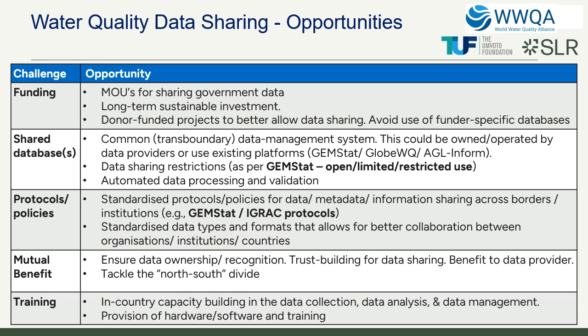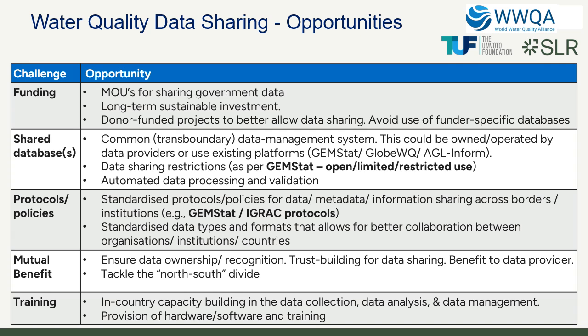Through these challenges, various opportunities were identified by the advisory groups. This included long-term sustainable funding, as well as agreements with government institutions to promote easier data sharing. There was a need for shared database options, potentially based on existing platforms such as GlobeWQ or GEMSTAT. This could include data sharing restrictions as per the GEMSTAT approach, for example, open, limited, or restricted use. There's a need for standardized protocols and policies for better sharing between countries and institutions. This includes standardized data types and data formats.